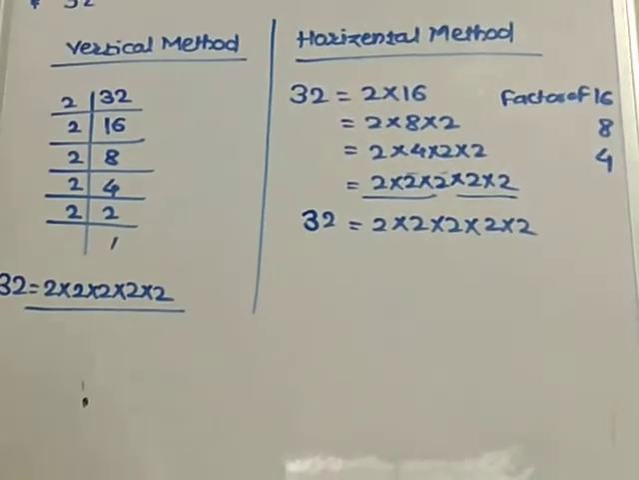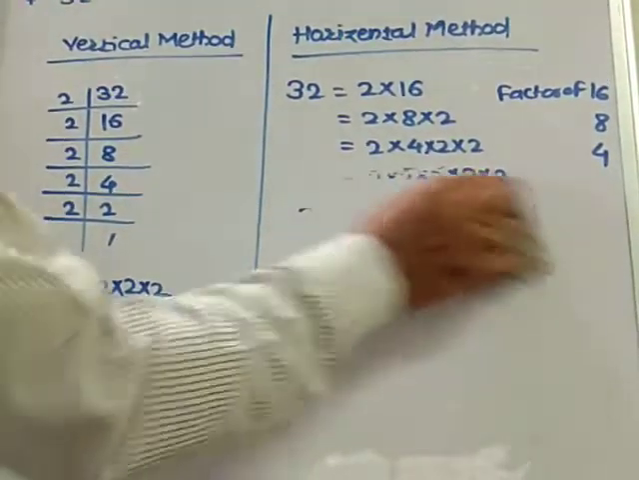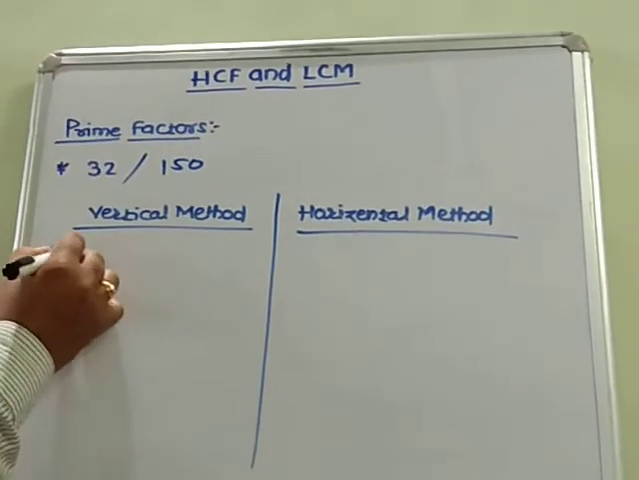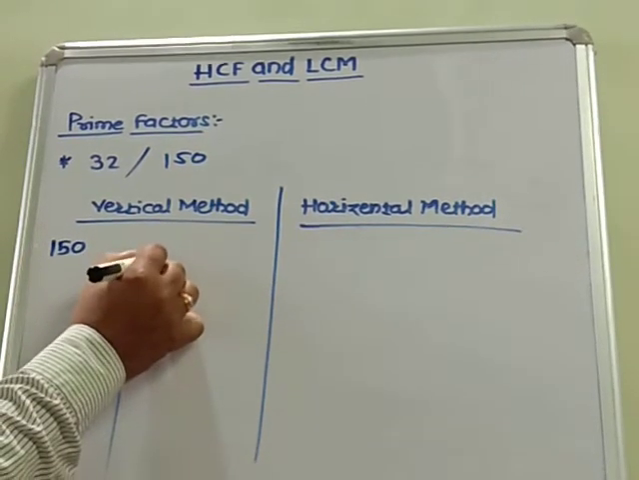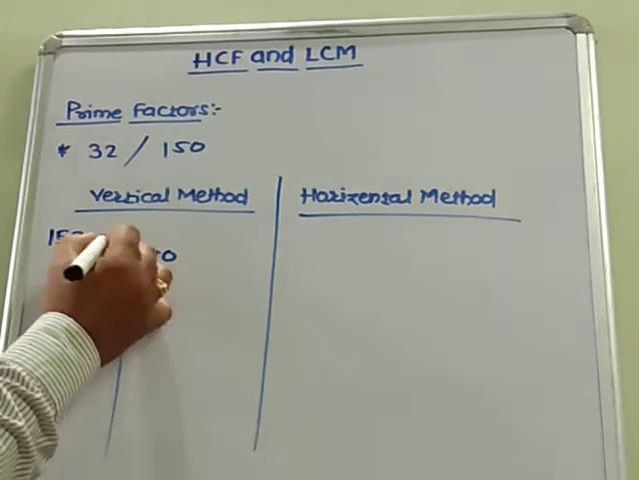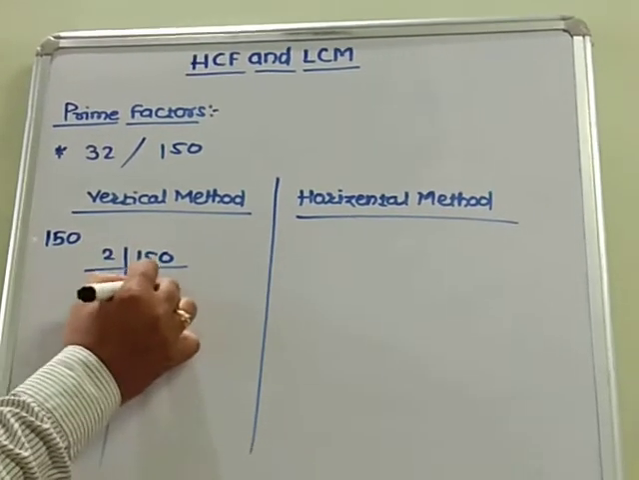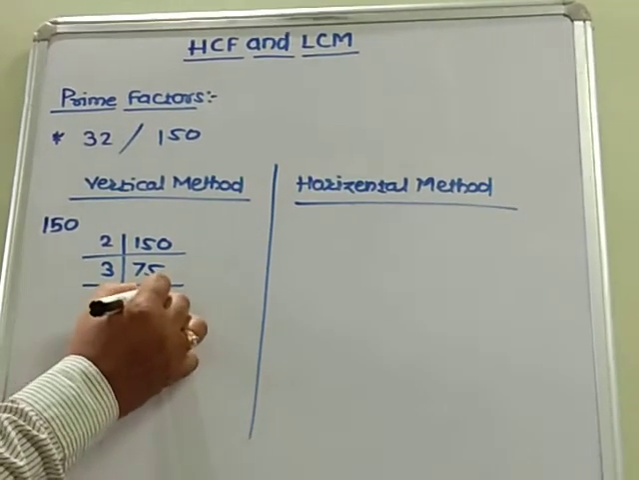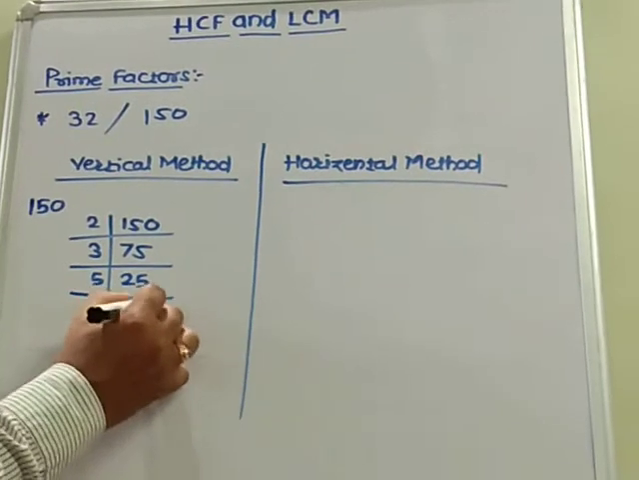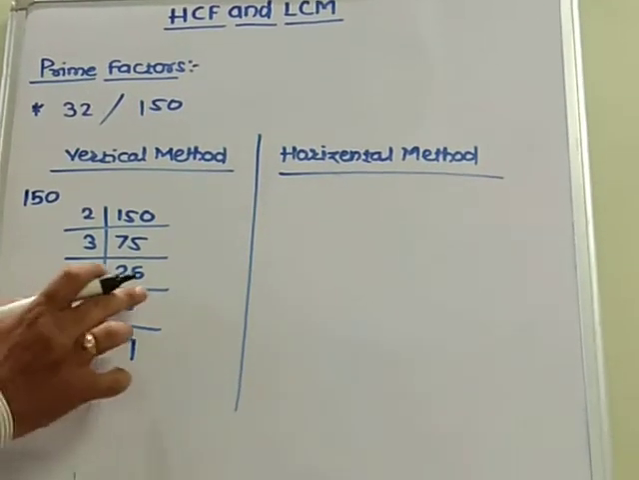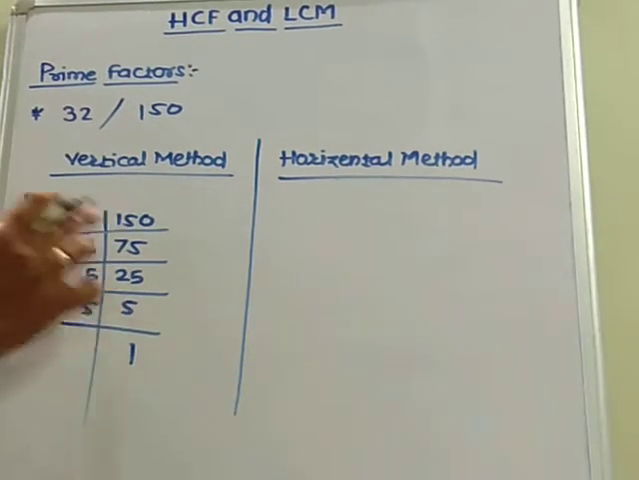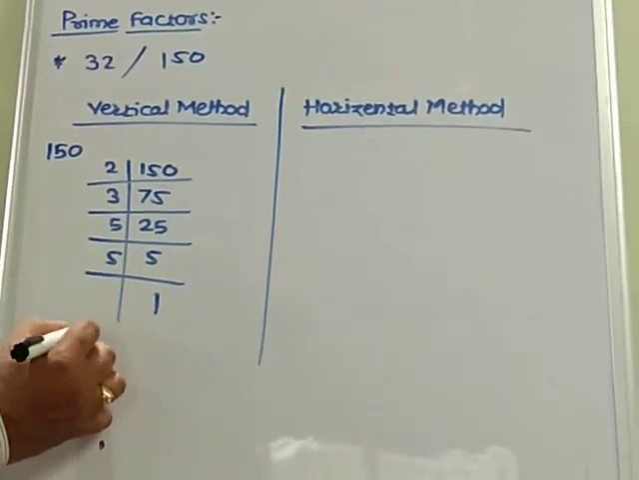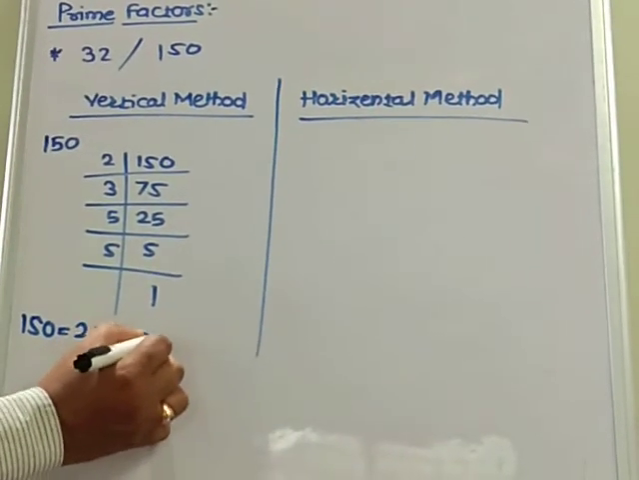We take another example, 150. 150 is 2 times 75. Then 75 is 3 times 25, and 25 is 5 times 5. Therefore, the prime factors of 150 are 2, 3, 5, 5.